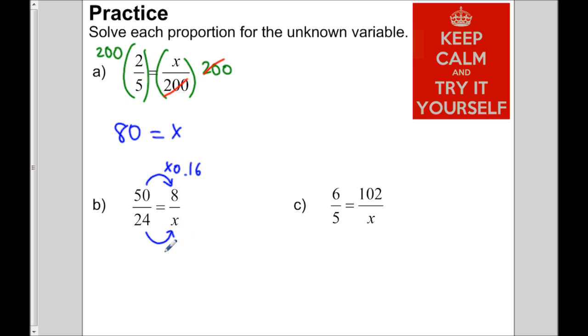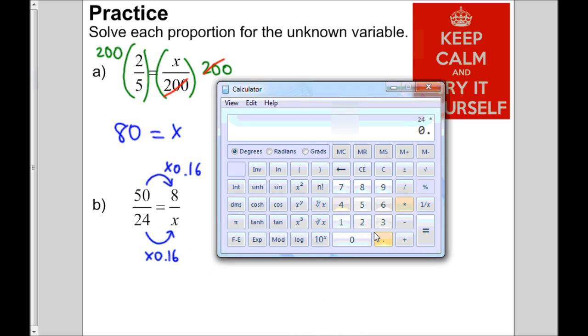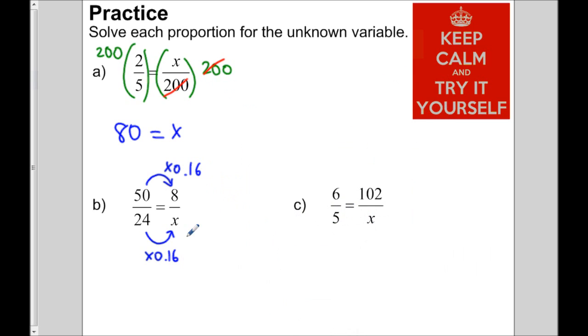Now if I go the other way, so 24, that means I have to multiply with 0.16. So what would that be? 24 times 0.16 is 3.84. Okay, so that means x has to be 3.84.